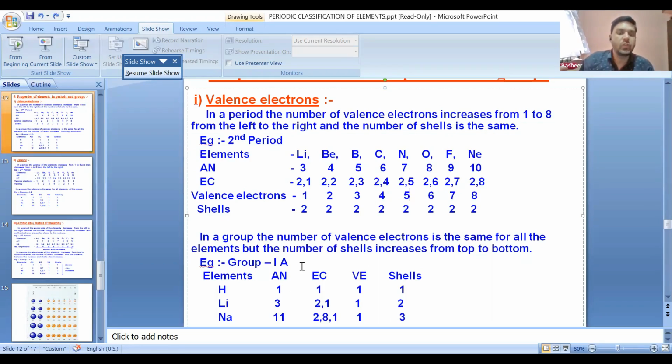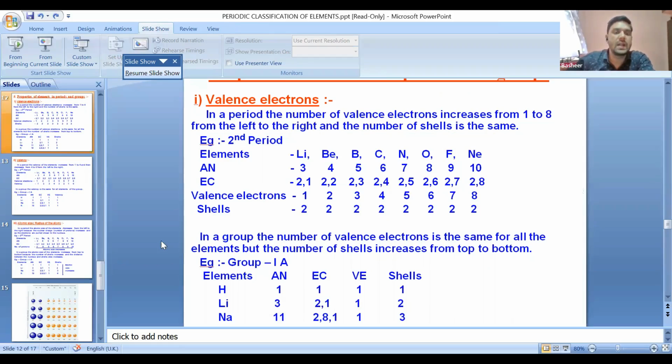In the group, if you can see, hydrogen has 1 electron. How many shells? 1. But lithium has 3 electrons. How many shells? 2. Sodium has 11 electrons, so 2, 8, 1. How many shells? 3. So what is the conclusion? In periods, the shells are the same, but in the group, the shells increase. Clear?